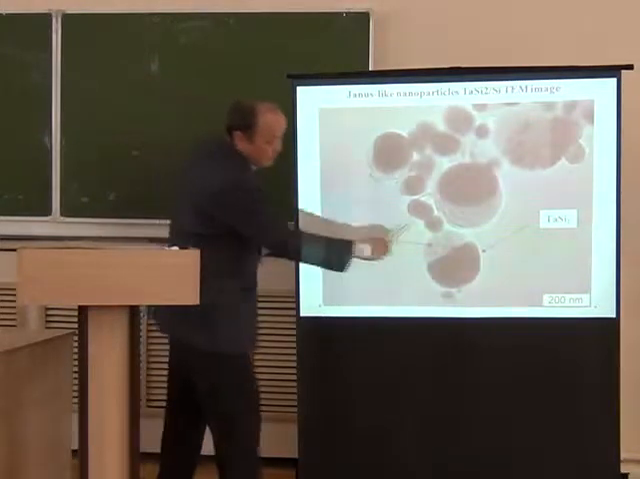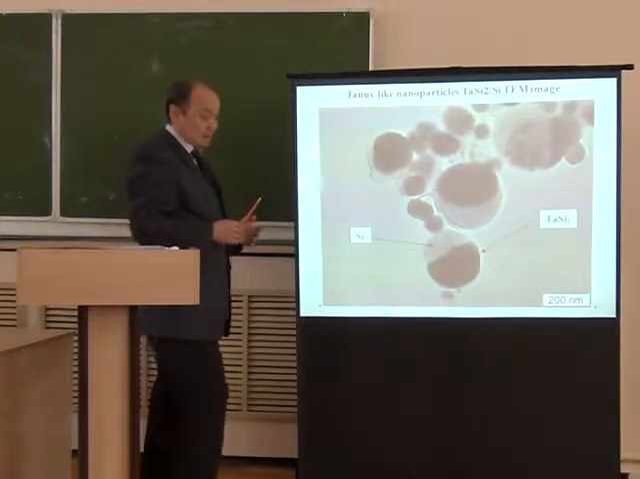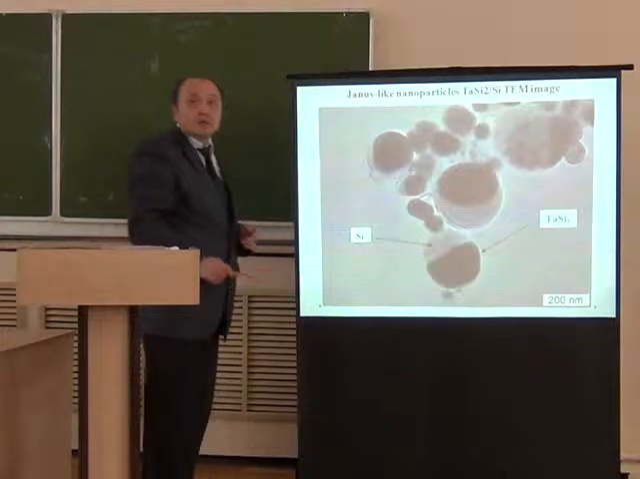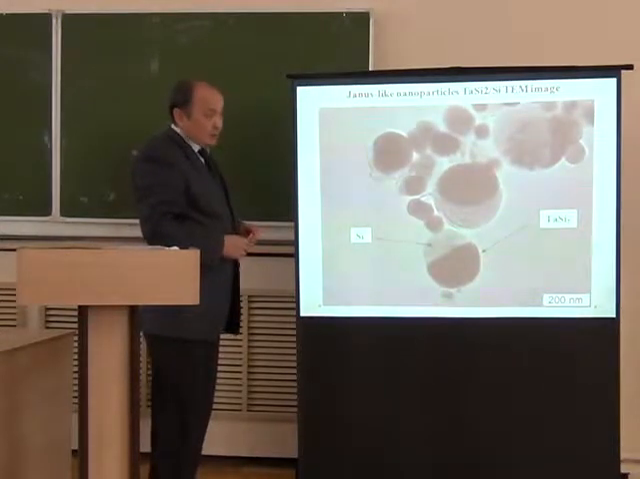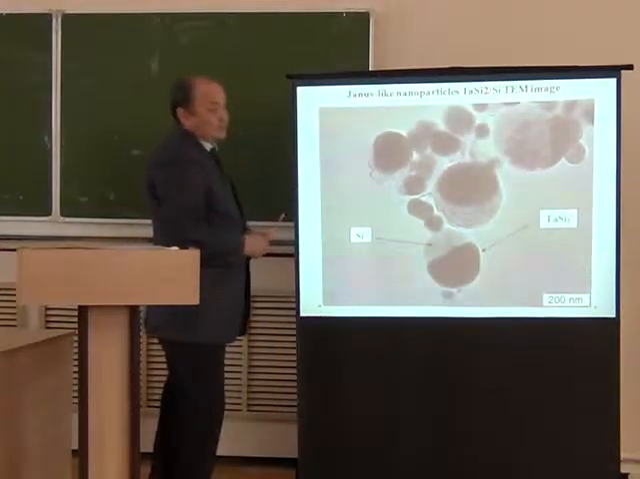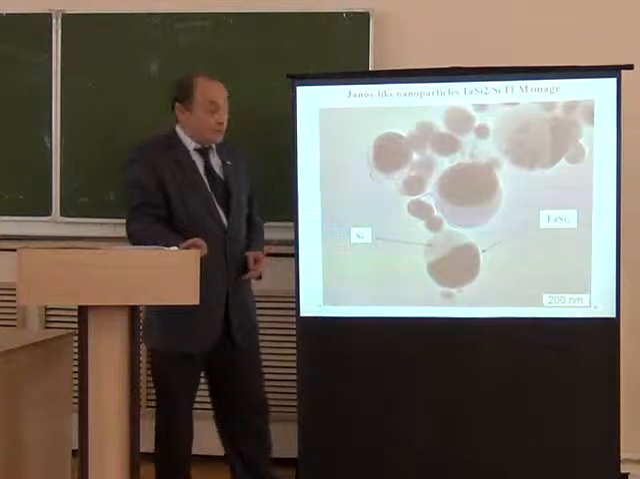Janus-like nanoparticle consists of two parts. The first part is silicon. The second part, the black part, is tantalum silicide.